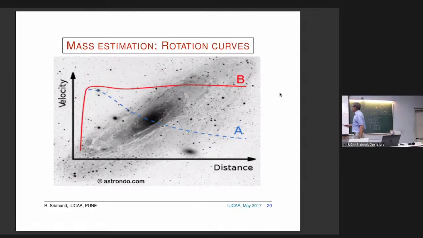So what is done here? Suppose you take this as the center. You go to different distances along the major axis.